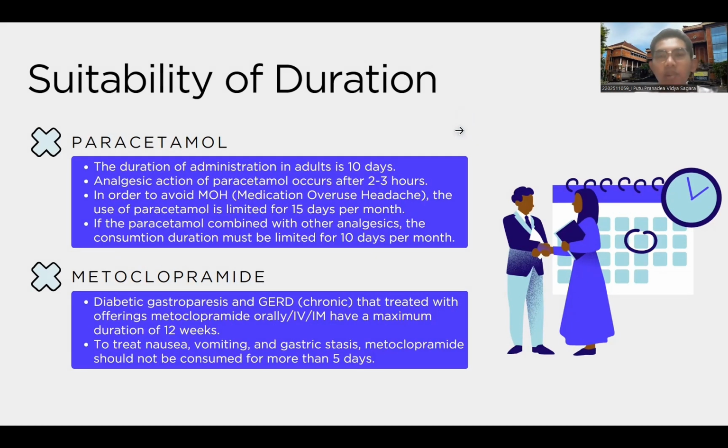Okay, I will continue. My name is Putu Ari Apsari, with the last 3 digits of my student number being 059. And now I will explain about the suitability of duration.